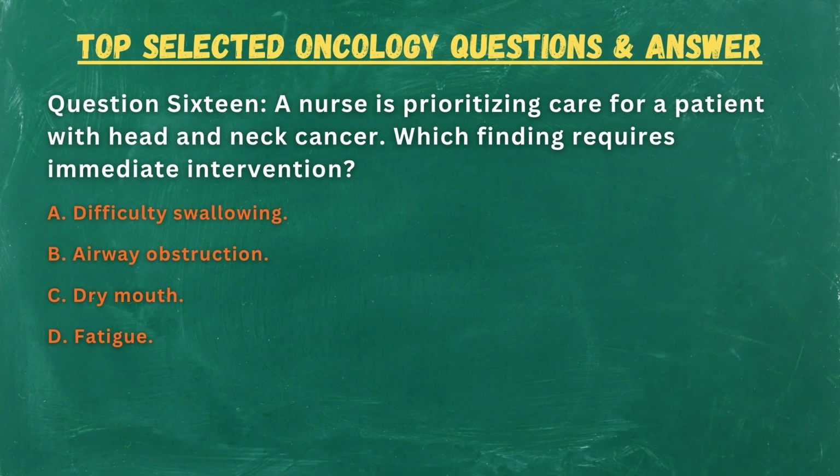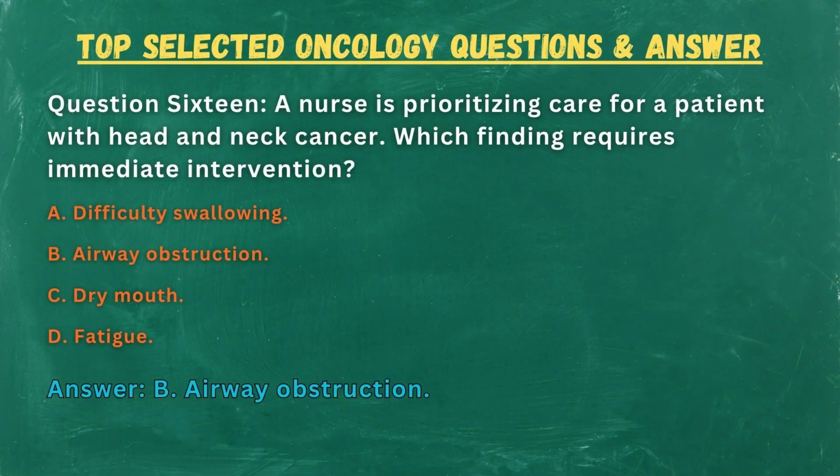Question 16. A nurse is prioritizing care for a patient with head and neck cancer. Which finding requires immediate intervention? A. Difficulty swallowing. B. Airway obstruction. C. Dry mouth. D. Fatigue.